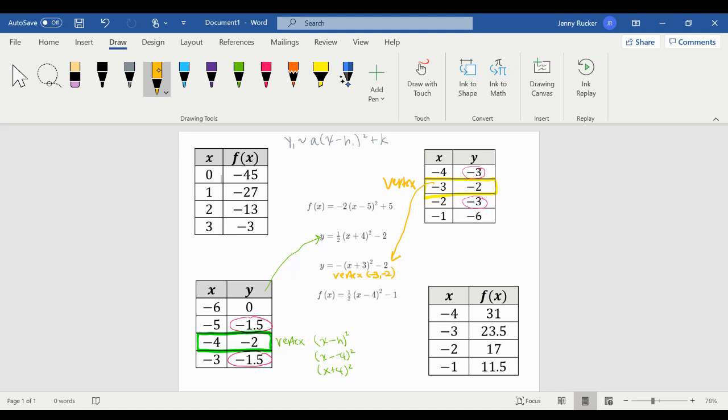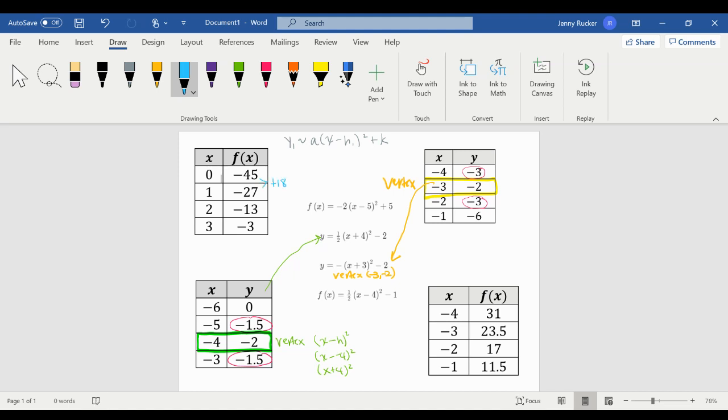Our last table with the f of x at 31, 23.5, 17, and 11.5 doesn't show any evidence of symmetry. So we can look at our equations, and our two equations that we have left have different a values. Since we know a relationship between the a value and the second difference, we could find the second difference of our table. So if I'm looking at -45 to -27, that is plus 18.